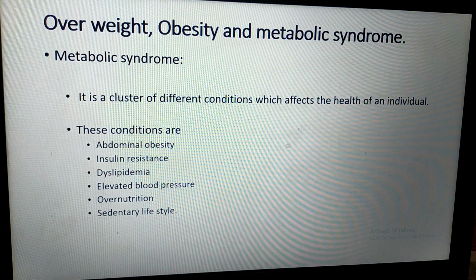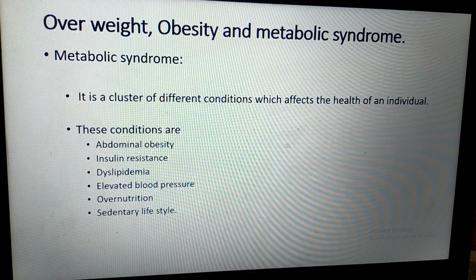After studying overweight and obesity, we will also see metabolic syndrome. What is metabolic syndrome? Metabolic syndrome is a cluster of different conditions which affect the health of individuals. It means in metabolic syndrome, a single condition is not there, but many conditions are present in the same individual. Then we call it metabolic syndrome.